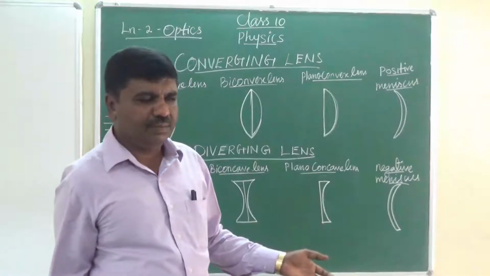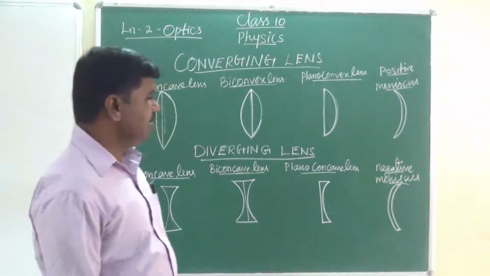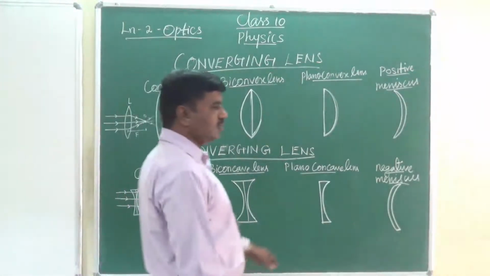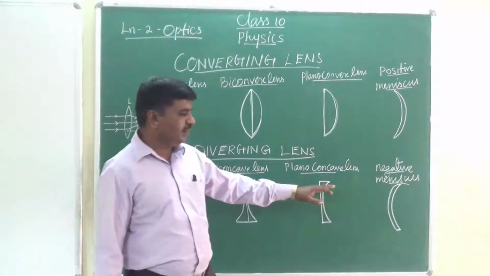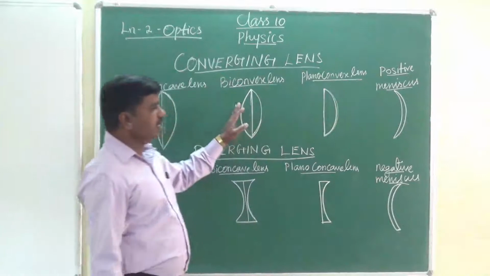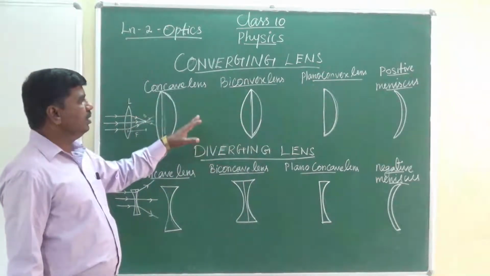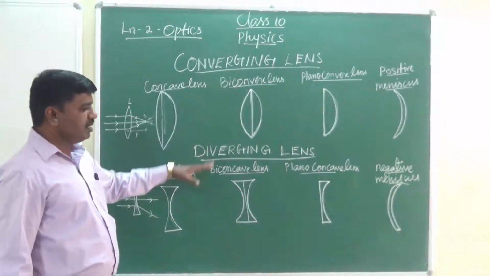For contact lenses, this diverging lens, the concave lens, is used to rectify myopia. So these are the types of lenses we saw: diverging lens and converging lens.